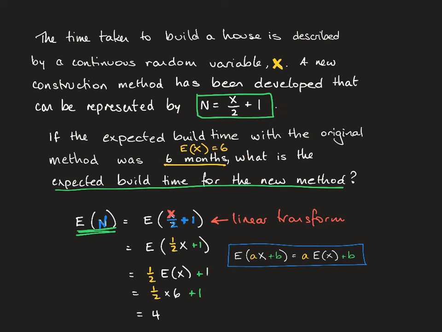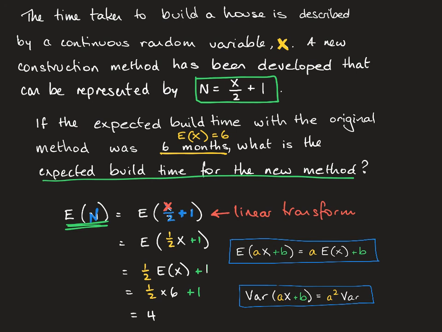So the moral of the story is, if you get a linear transformation for your random variable, you can literally take the E of x value and work it out from here. You need to be really careful with the variance formula though, because that's slightly different. For the variance formula, it doesn't follow that pattern. You need to make sure that you're using this formula here.